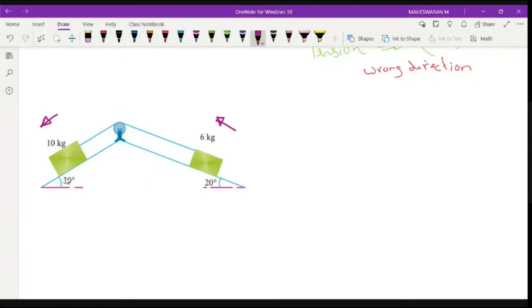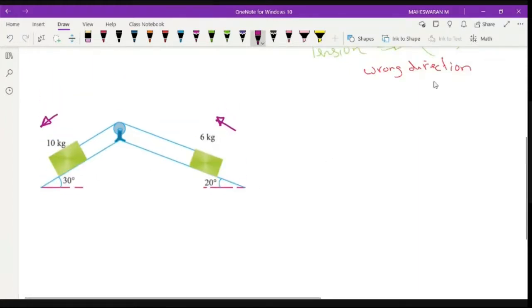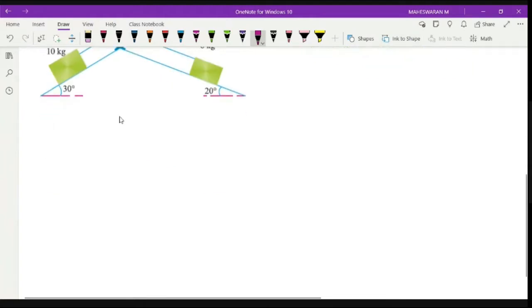We can go for D'Alembert's principle and we can proceed accordingly, right? So you have to draw this block, right? So first, let me go for block A.